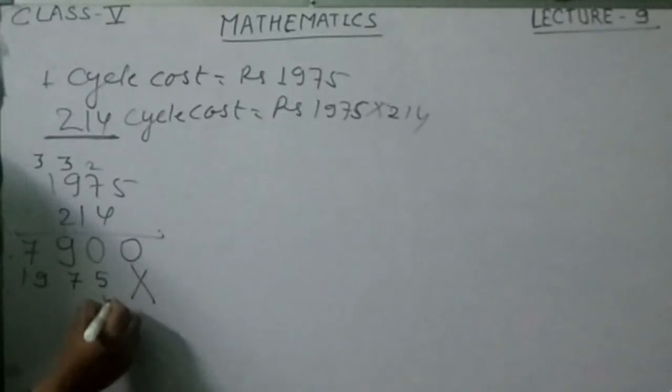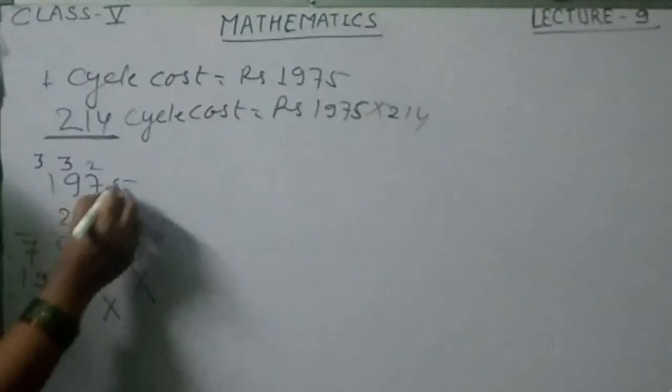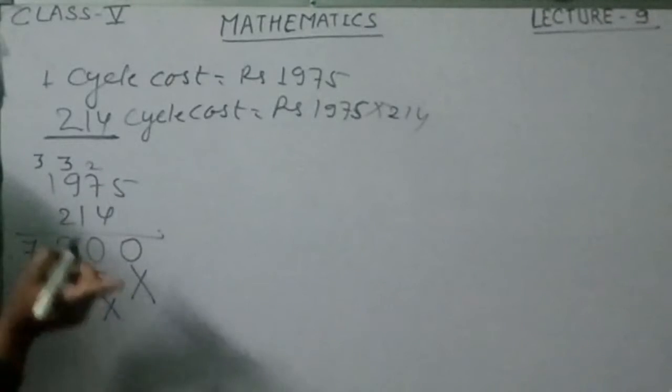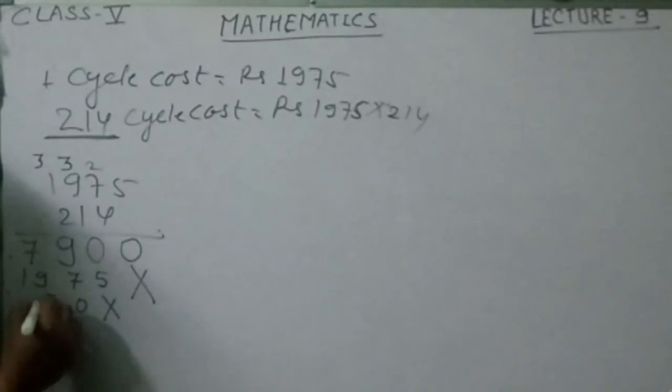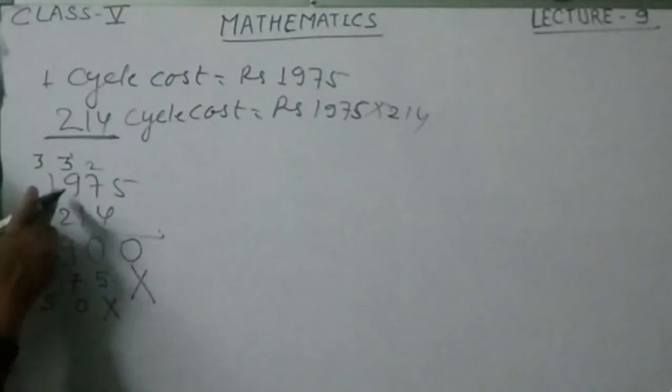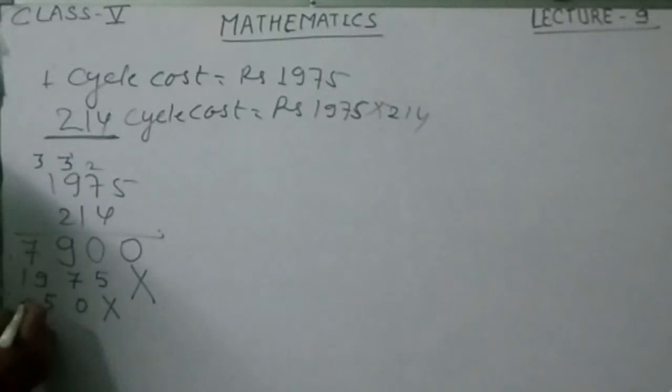We have to cross here. And then 2 5s are 10. 0, 1 is the carry. 2 7s are 14, plus 1, 15. 1 again is carry. 2 9s are 18, plus 1, 19. Again 1 is carry here. 2 1s are 2, plus 1, 3.